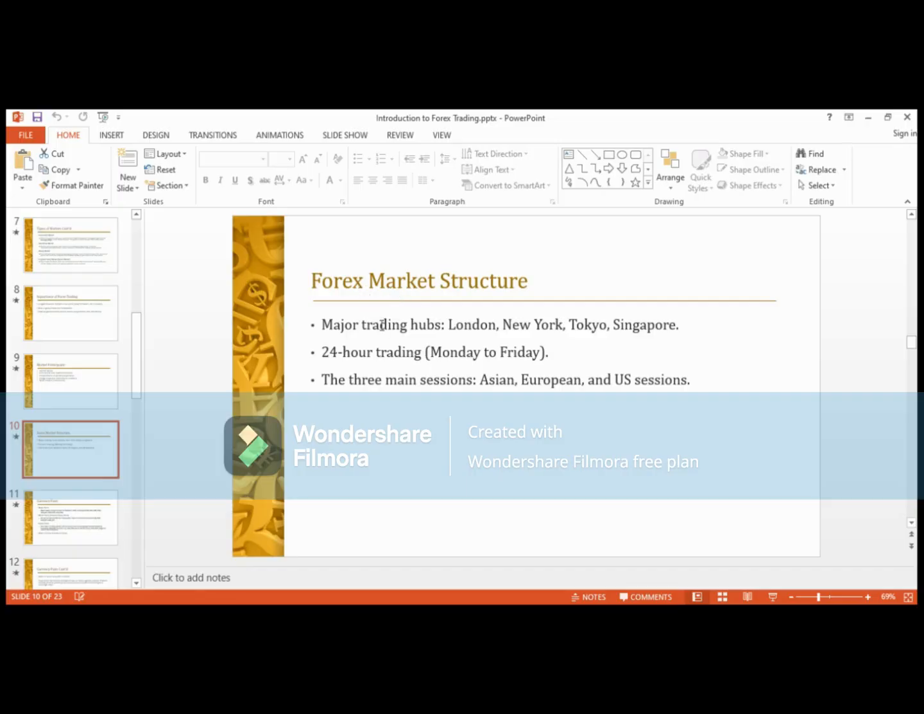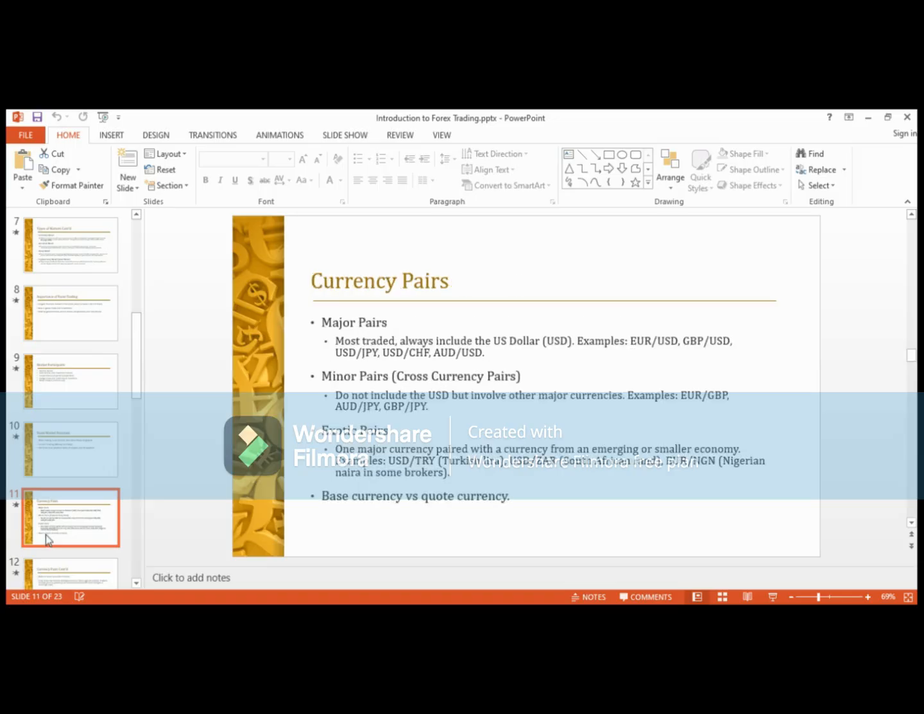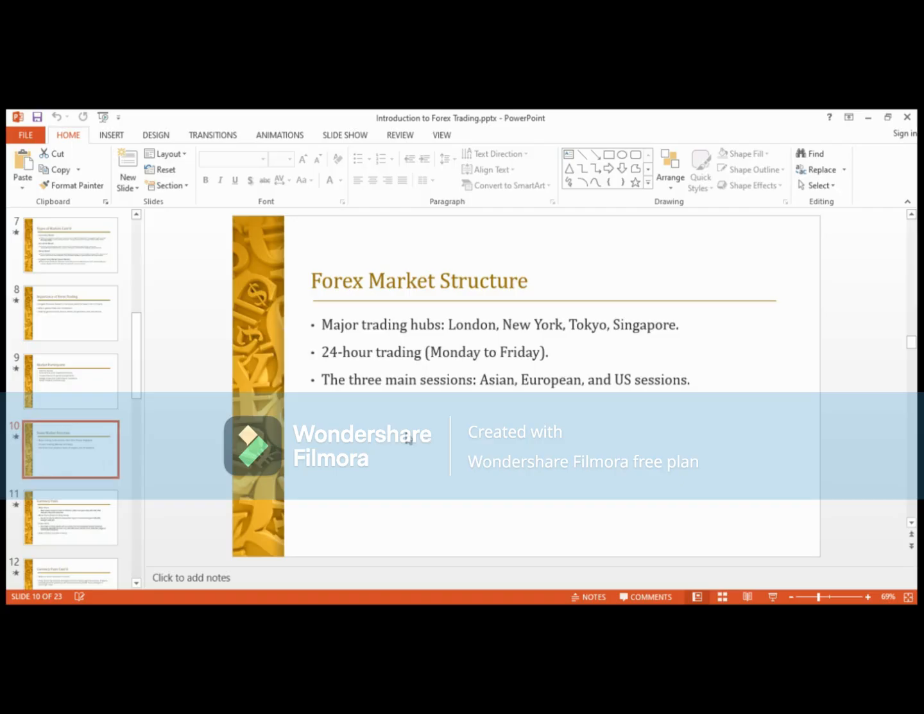The forex market structure is how the forex market is structured. We have the major trading hubs, that's London, New York, Tokyo, and also Singapore. It's traded Monday to Friday, 24 hours a day. It has three main sessions: the Asian session, the European session, and the US session. These sessions are basically times in which the major trading hubs are active.